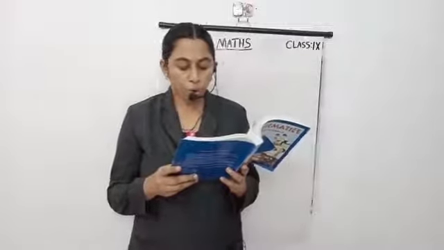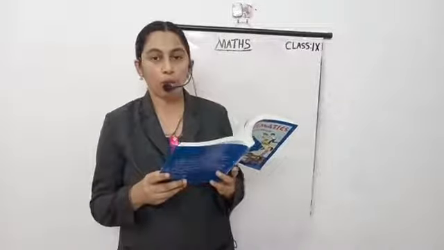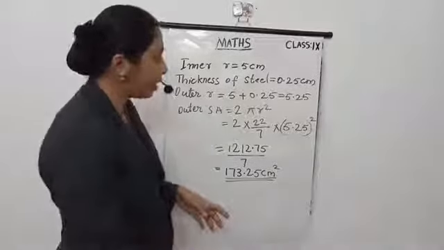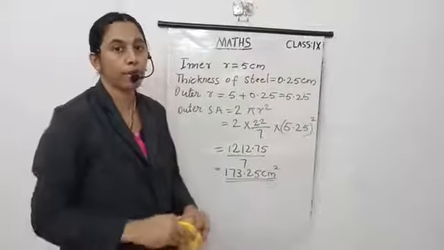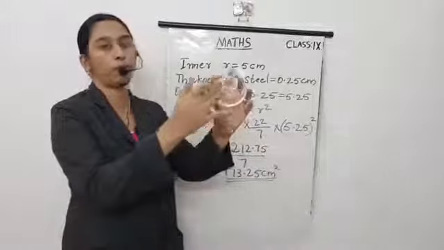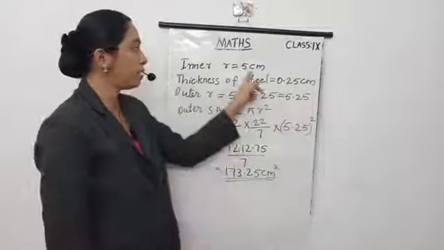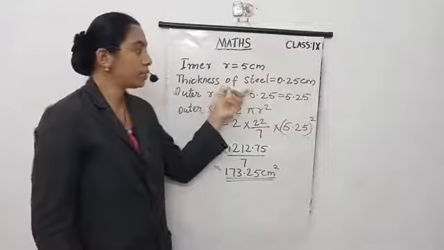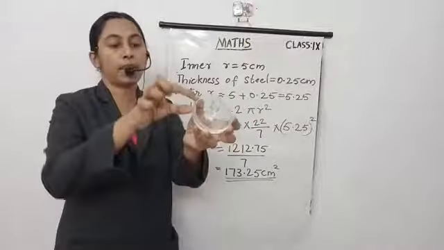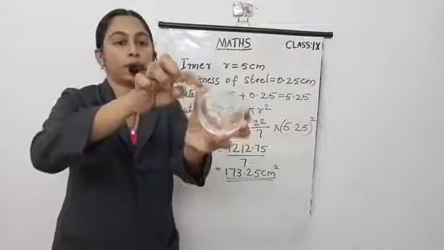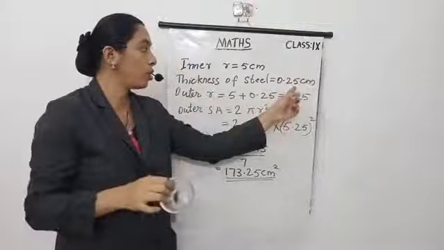Now question 8. A hemispherical bowl is made of steel 0.25 cm thick. The inner radius of the bowl is 5 cm. Find the outer curved surface area of the bowl. So the inner radius of the bowl is given. Inner radius means this inside portion's radius, that is 5 cm. And there is a thickness of the steel on this side.